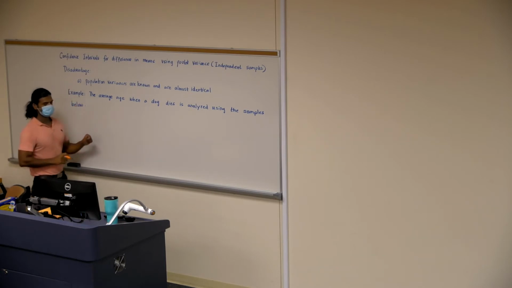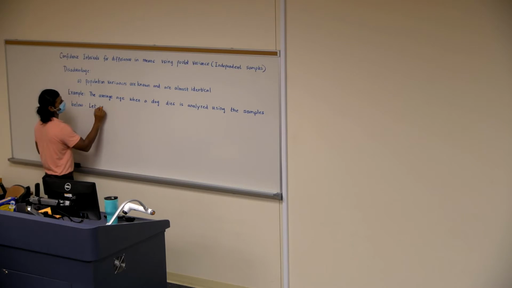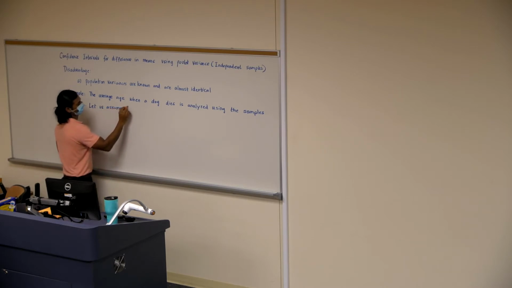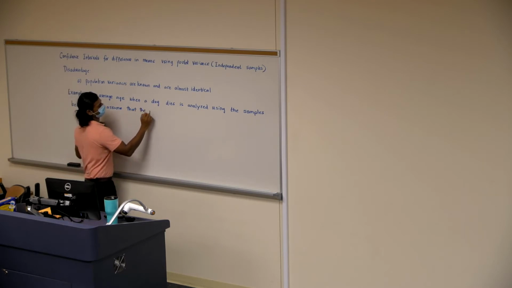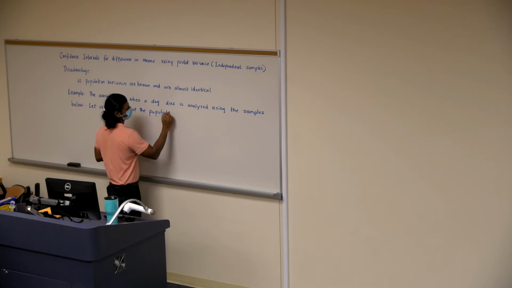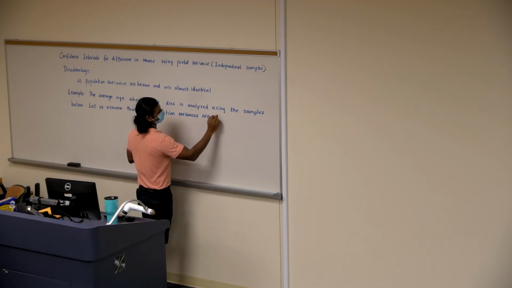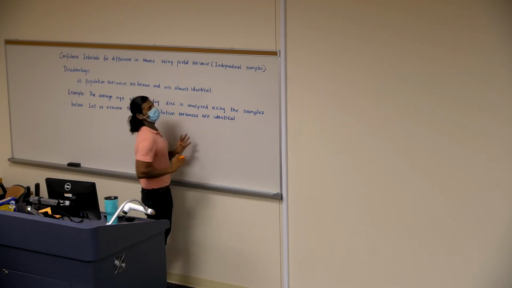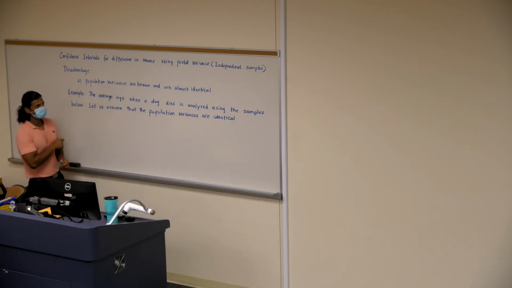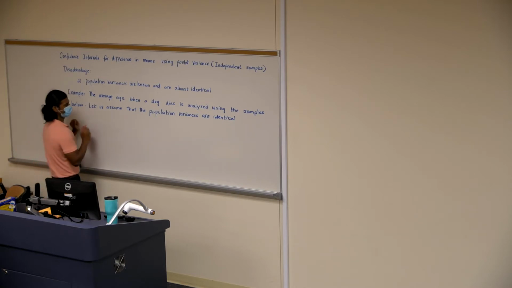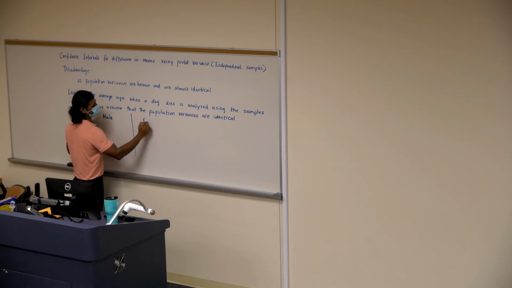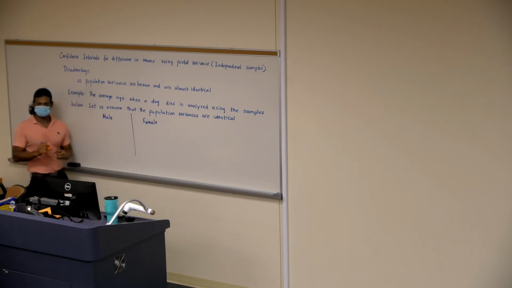So we are going to compare male dogs and female dogs. Let us assume that the population variances are identical, almost identical, because if we don't make that assumption, then we can't use pooled variance. So, let's see. Now we could have gone with the shoe sizes example also.